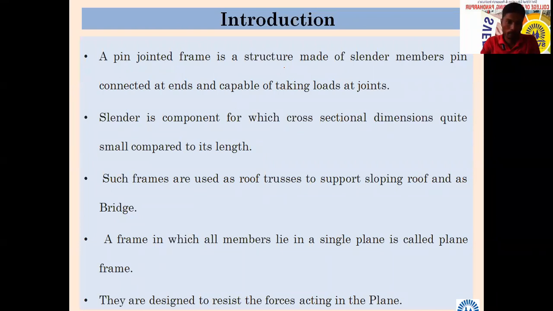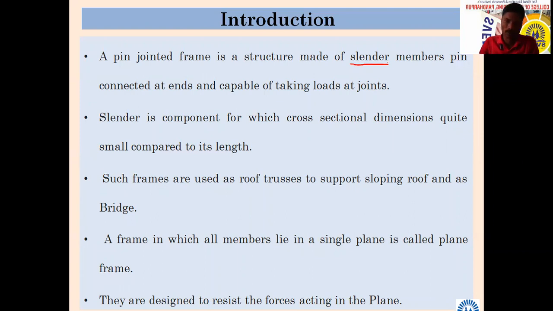A pin joint frame is a structure made up of slender members. Slender means lengthy. You remember this word, length. Pin connected at ends and capable of taking loads at the joint. Slender is the member which has more length as compared to its other dimensions. That is, we can say lengthy.